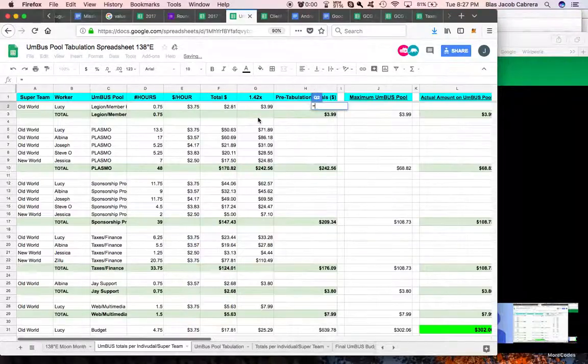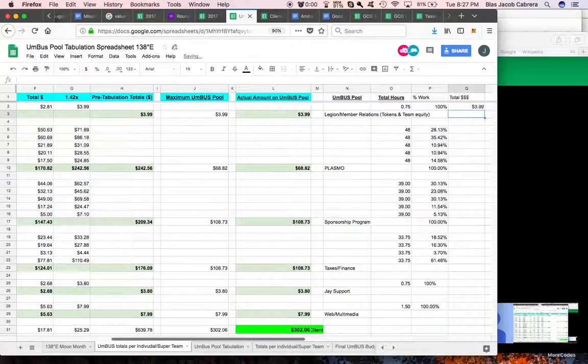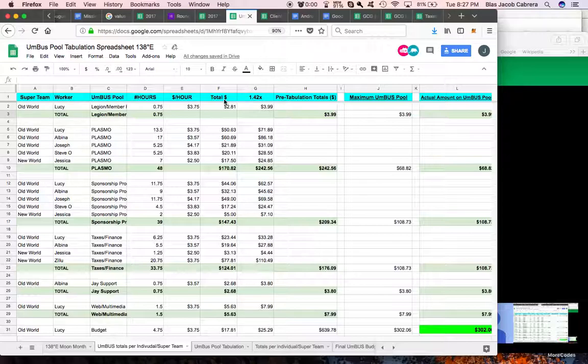So in this case, the total amount of money is $3.99 because it's the 1.42x. So this is the money per hour, total money times 1.42x. Okay, so everything's always 1.42x. Do you guys understand why it's 1.42x? Internal ops. I know, but do you understand why internal ops is 1.42x? And it's not just internal ops, it's all the work for the workers, including the UmBUS pools for client work as well. I don't understand.